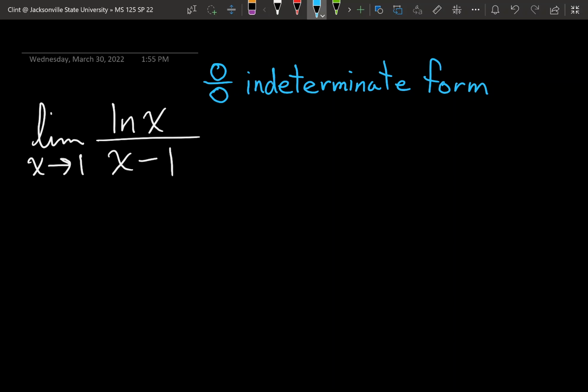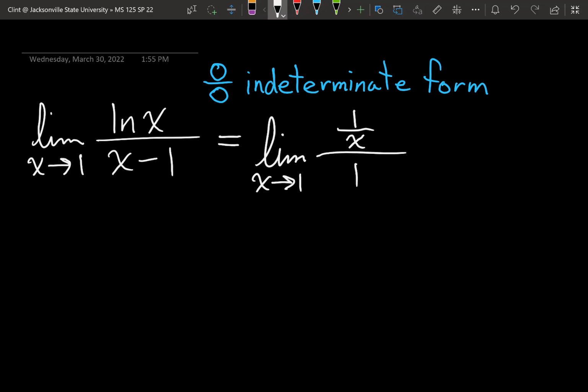So L'Hopital's rule says this limit has got to be the same thing as the limit of the derivatives of these. So what's the derivative of natural log of x? You remember? 1 over x. Yeah, 1 over x. So take the derivative of the top. And then the derivative of the bottom is a little bit easier. It's just power rule, right? We just got x minus 1. So our derivative on the bottom is, yep, 1.